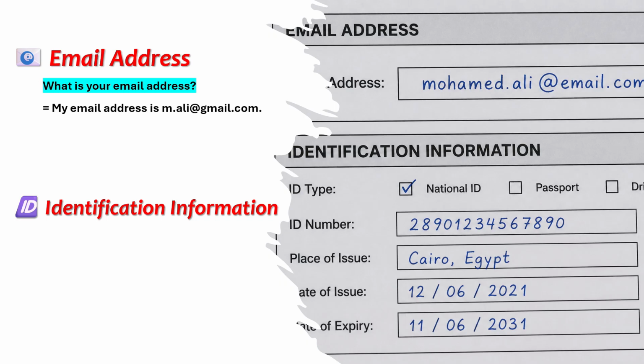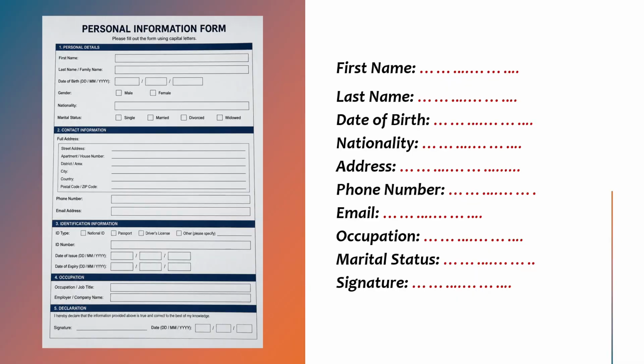Identification information. For example, the passport number or the national ID number. I think we covered everything you would find in a form, and now you can fill a form easily. You can use this as an exercise and try to fill this form about yourself and your information.